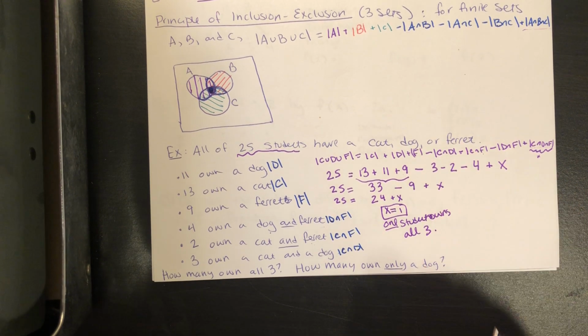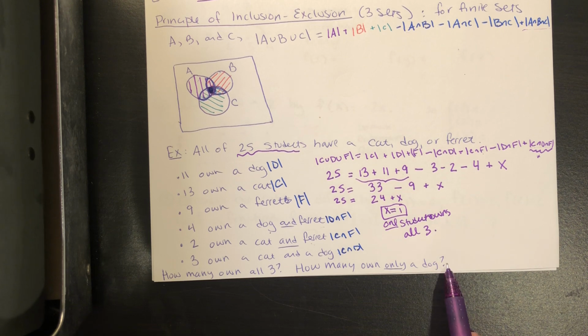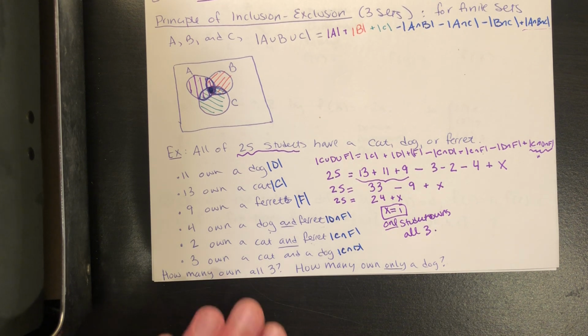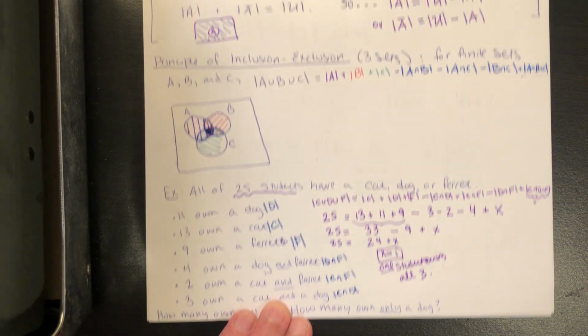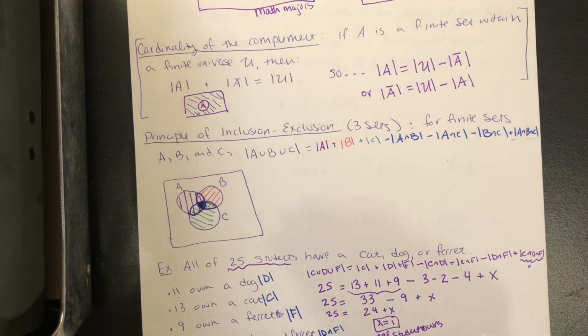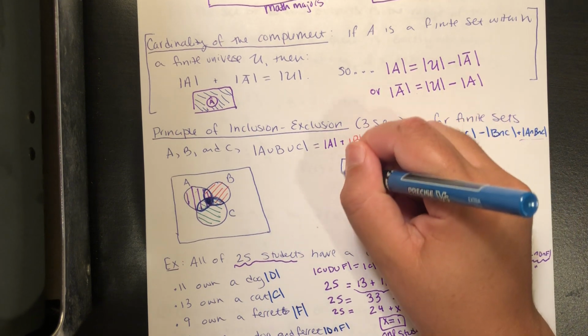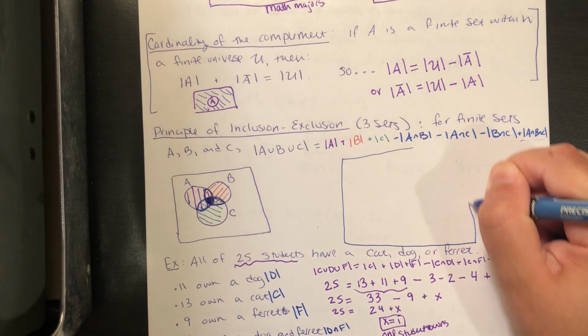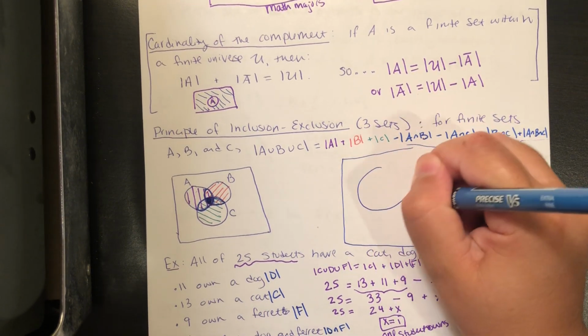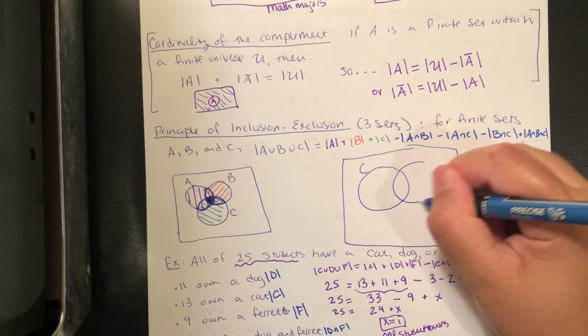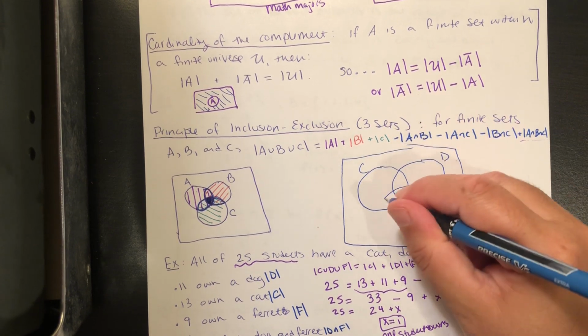So we were able to directly use the principle of inclusion-exclusion to solve that one. But they also asked us how many students own only a dog, right? So to figure that out, it's going to be useful to use a Venn diagram. So I'm going to take what I just found out and use that to build a Venn diagram for this particular problem. So let's call this my cat circle. This is for dogs, and this is for ferrets.